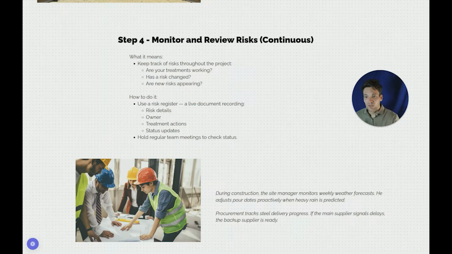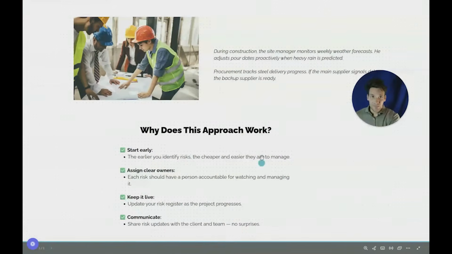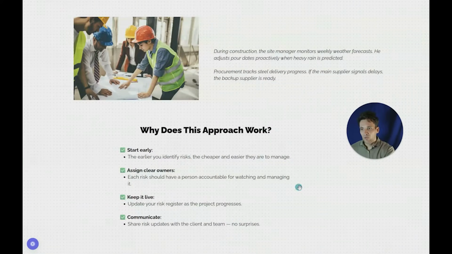So, for example, our construction manager monitors the weekly weather forecast and plans the concrete pours around when it's likely not to rain. The procurement manager tracks the steel supply deliveries to ensure the supplier is on track. And if there are delays to the main steel supplier, they get their backup supplier ready. So it's basically just the process of checking our responses are working, things are changing, can we close off risks, and so on and so forth.